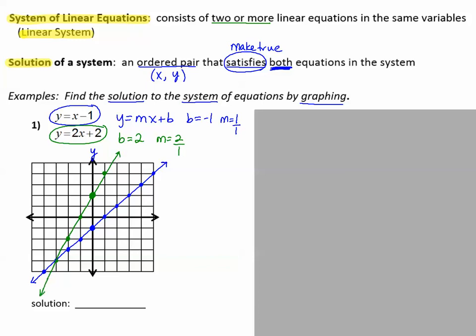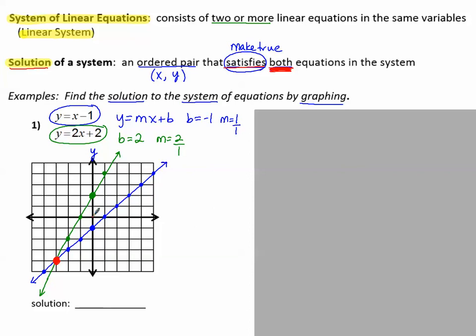Now, if the solution of the system is going to be the ordered pair that satisfies both equations, that's going to be the point that's on both lines. Which is the point in this picture that's on both lines? This point is only on the blue line. So is this one. So is this one. But here, this is a point that's on both lines. So we're going to find the ordered pair for this point.